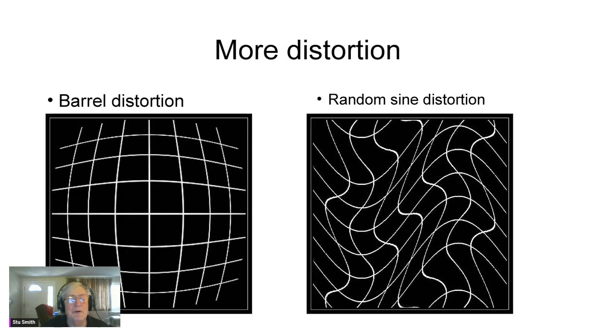The barrel distortion, you can see, kind of pushes out the center of the grid, so you get this kind of a barrel effect. And then the final one I call random sine distortion, where I just convert the grid lines to these sine-shaped wiggles. And the effect of this distortion is to make your base image flow kind of fluidly all over the image surface.